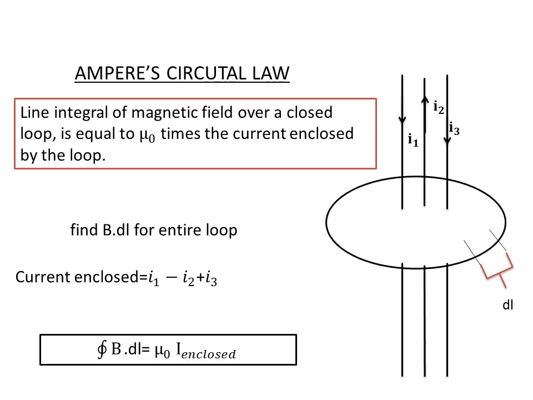According to Ampere's circuital law, integral of B dot dl, that is B dot dl we have taken for all the elements around the loop. If we integrate B dot dl over the closed loop, we get integral B dot dl is equal to mu 0 into current enclosed by the loop. This is Ampere's circuital law.